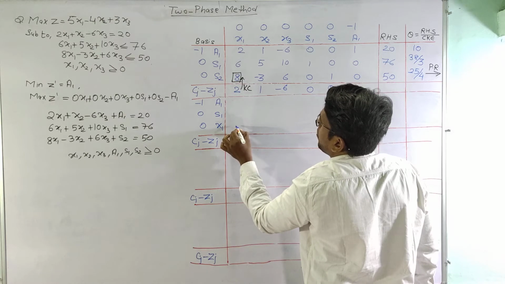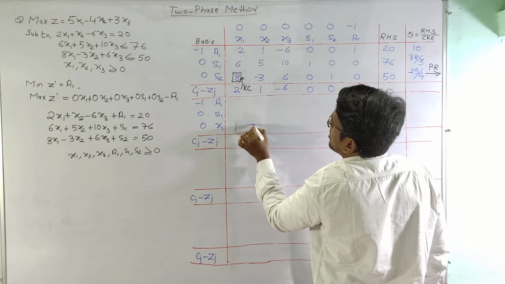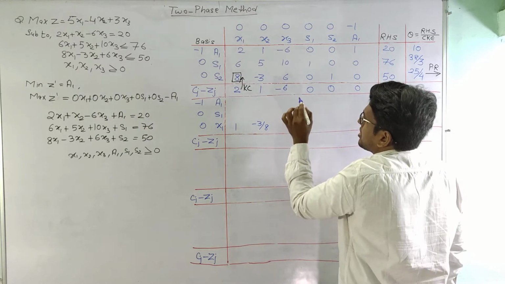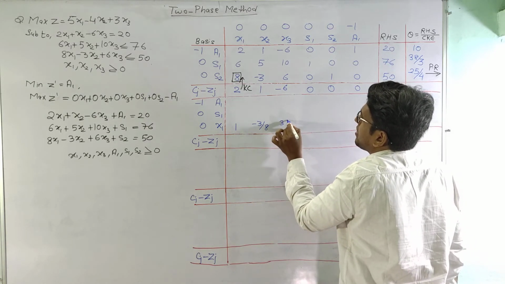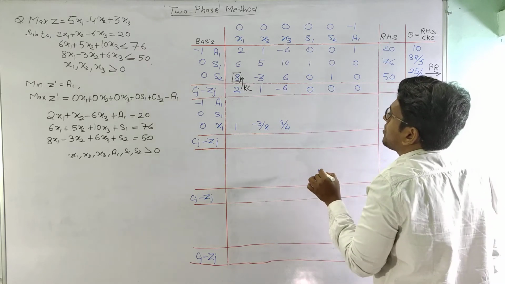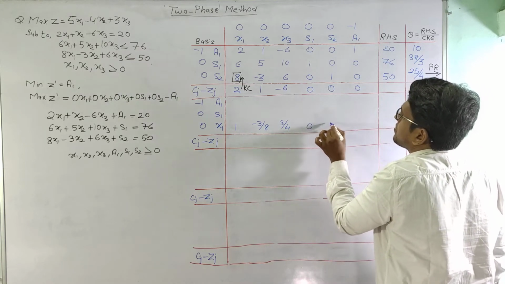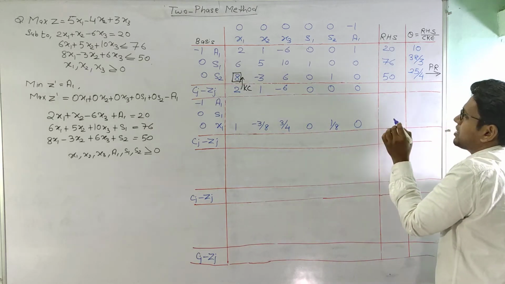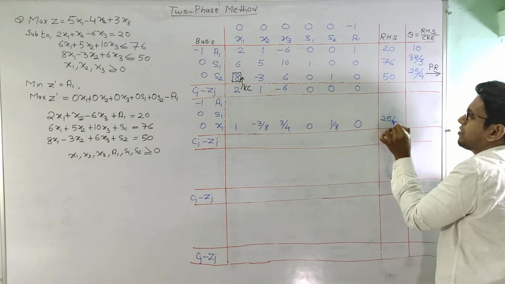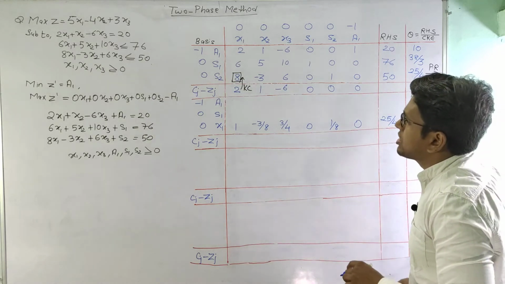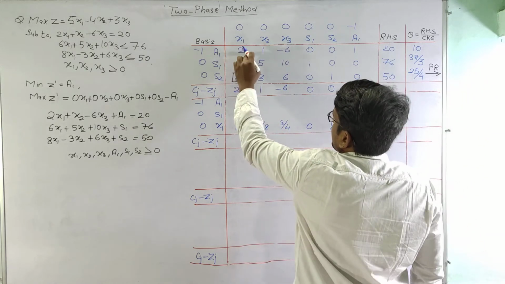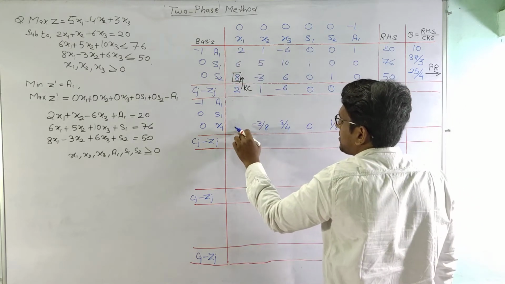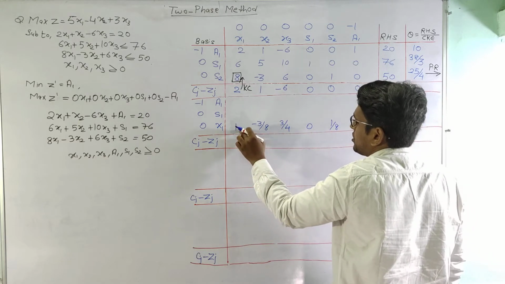So this will be 1, this is minus 3 by 8, this is 6 by 8, that means 3 by 4, this will be 0, this is 1 by 8, this is 0, this is 50 by 8, that means 25 by 4. Similarly, in order to make this 0, I will do row 1 minus 2 times the new row 3.